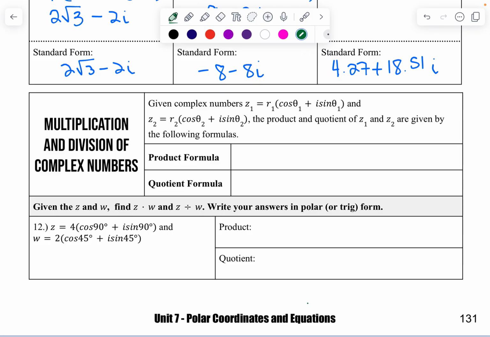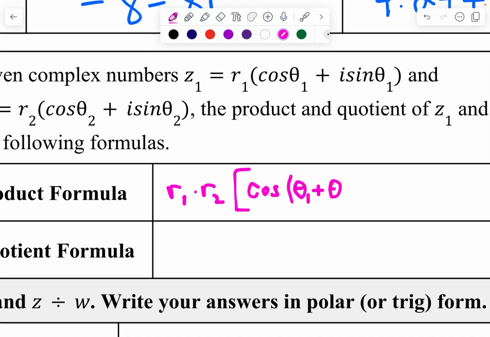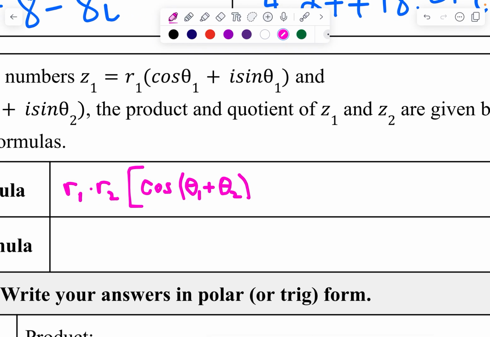So if we want to multiply them, the product formula says we take the product of r sub 1 and r sub 2 times the cosine of the sum of the angles. So we add the angles together, and we multiply the modulus or the radius values together.